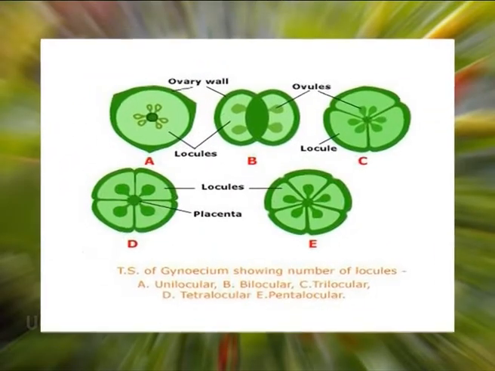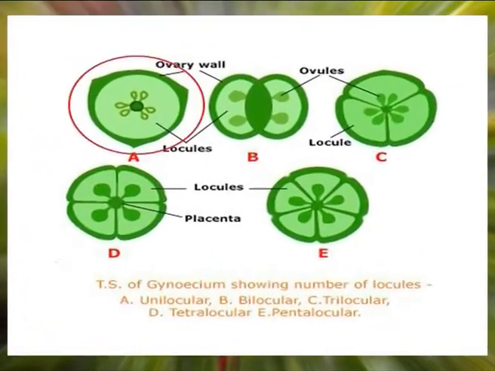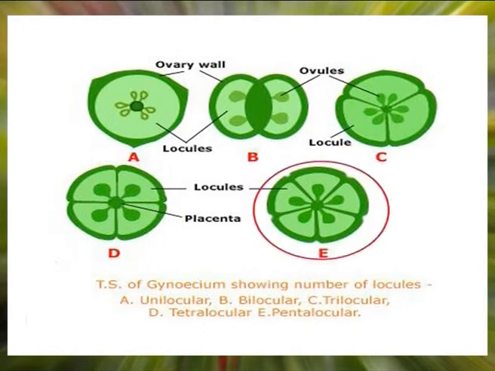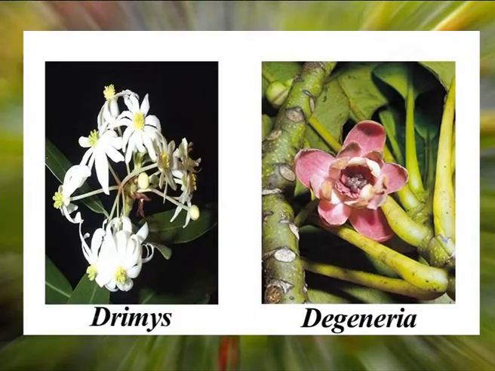Depending upon the number of locules, the ovary is termed unilocular, 1 locule, bilocular, 2 locules, trilocular, 3 locules, tetralocular, 4 locules, pentalocular, 5 locules, or multilocular, more than 5 locules. In some primitive plants, for example Drimys, Degeneria, there is no distinction of ovary, style and stigma. The pollen is received on a longitudinal stigmatic crest extending from apex to the base.